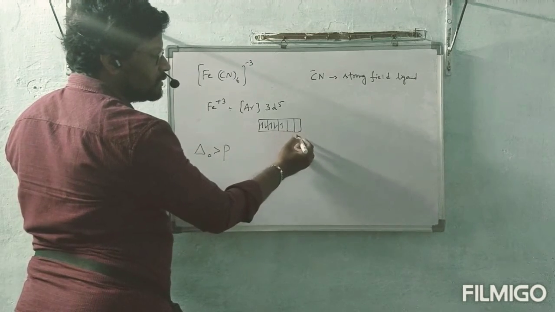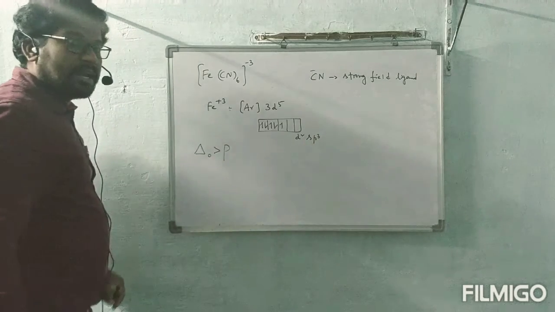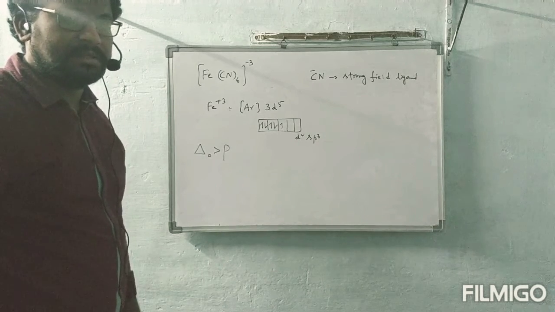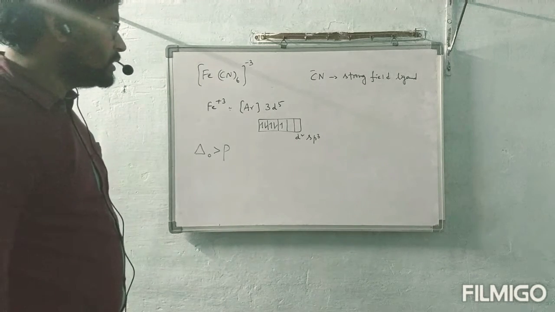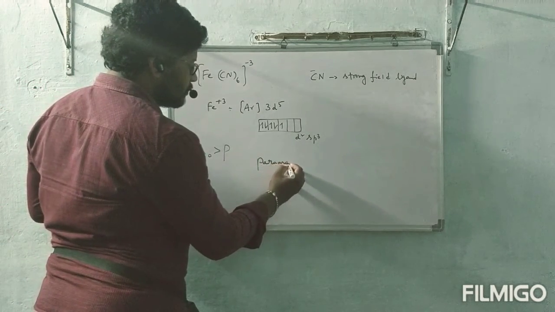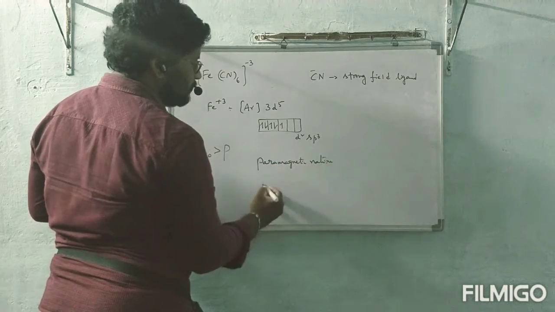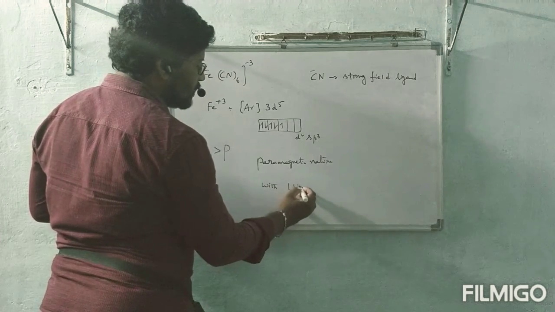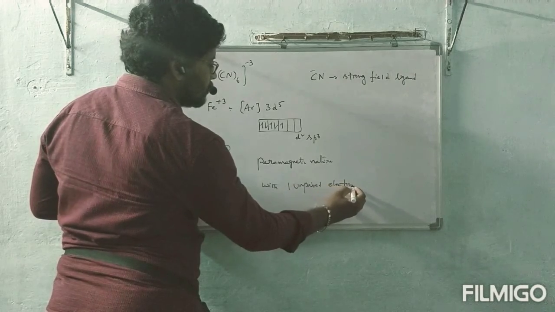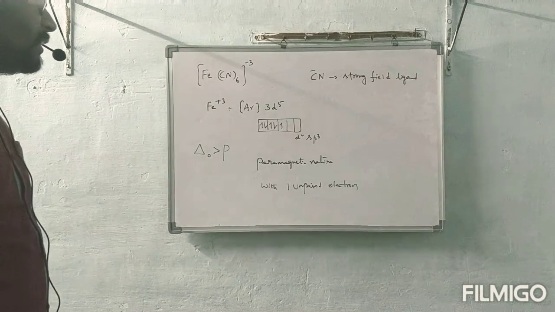Then two orbitals are available, which undergoes d2sp3, inner orbital complex, or low spin complex. This is paramagnetic in nature with one unpaired electron.